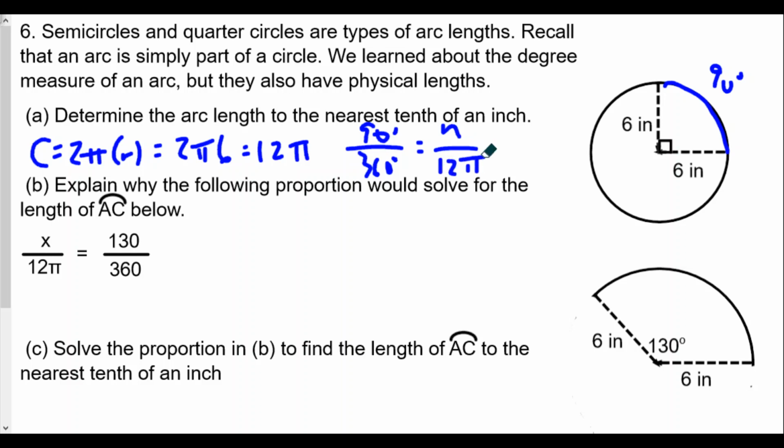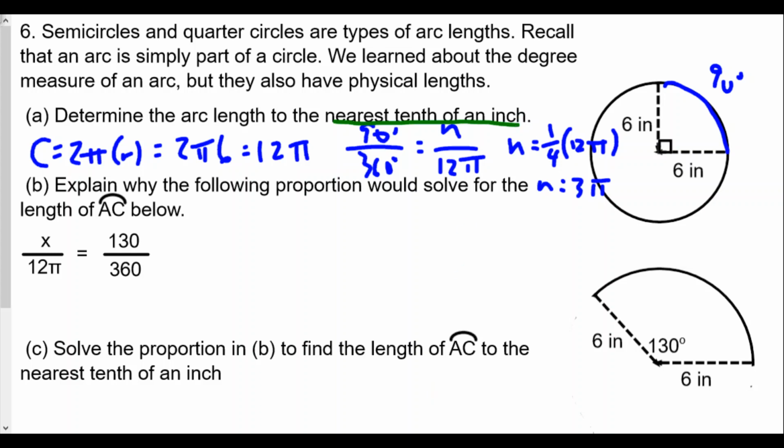And so here, we are going to cross multiply, and we'll get n equals 1/4 times 12 pi, which is n is equal to 3 pi. Now, to the nearest tenth of an inch though, so this is the key thing. For the nearest tenth of an inch, we're going to now evaluate that.